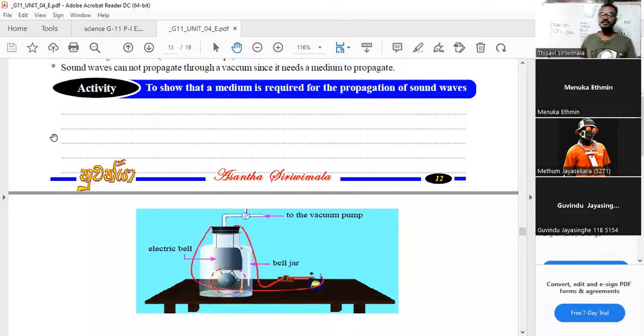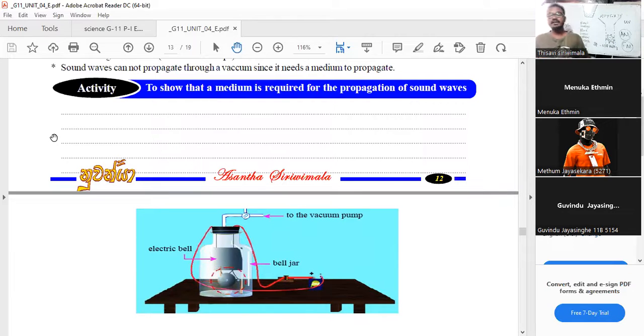By using a bell jar, we can prepare a certain setup. We have to insert a mechanical bell into a bell jar and cover it from top and bottom. You have to seal it airtight. Then there is a tube taken out from it, and wires are connected to the bell. Once you switch it on, you can clearly see the bell is working. The bell hammer hits the bell cap, and the sound is also very clearly heard. We can hear the sound of the bell.